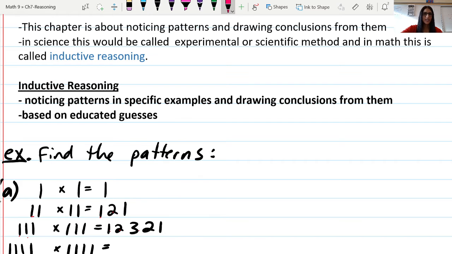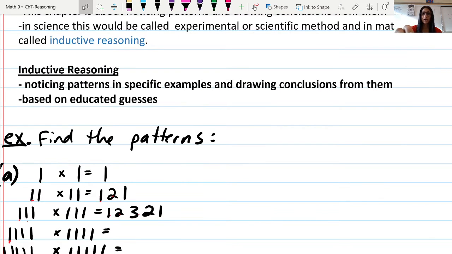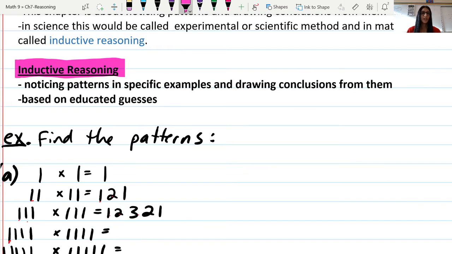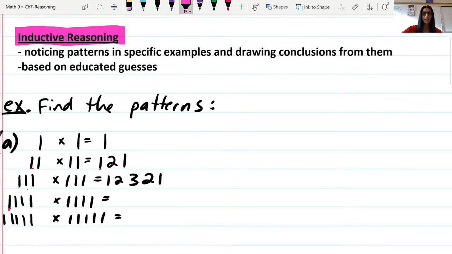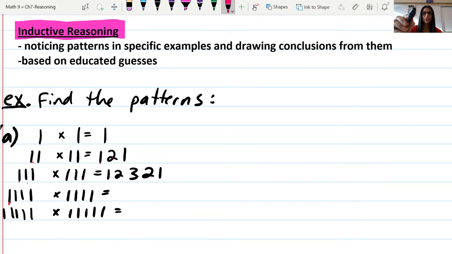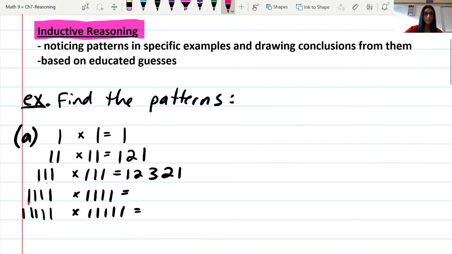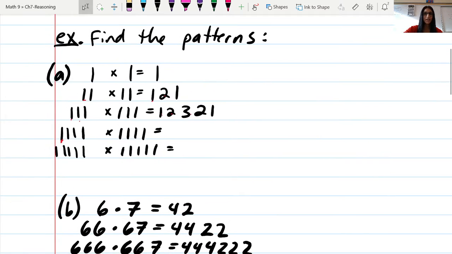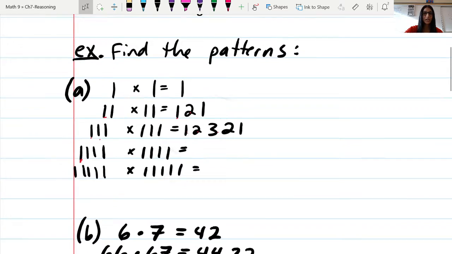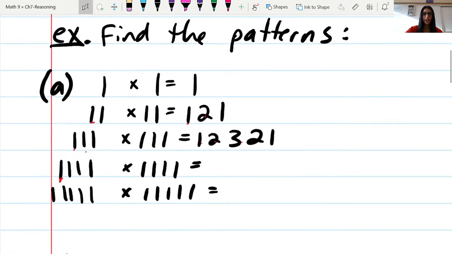Okay, so in science this would be called experimental or scientific method, and in math this is called inductive reasoning. So here's what inductive reasoning is. Noticing patterns in specific examples and drawing conclusions from them based on educated guesses. So let's dive into a few examples where we can start to see how that happens.